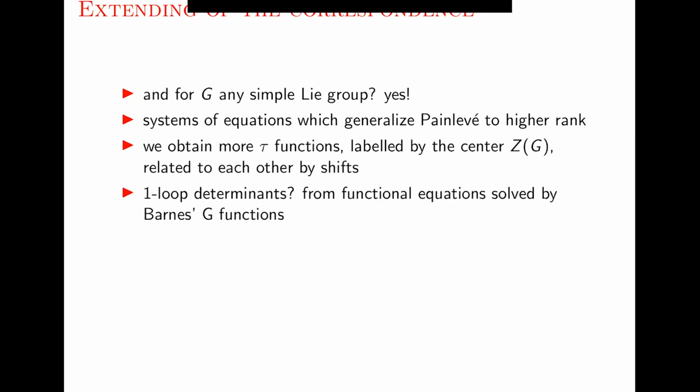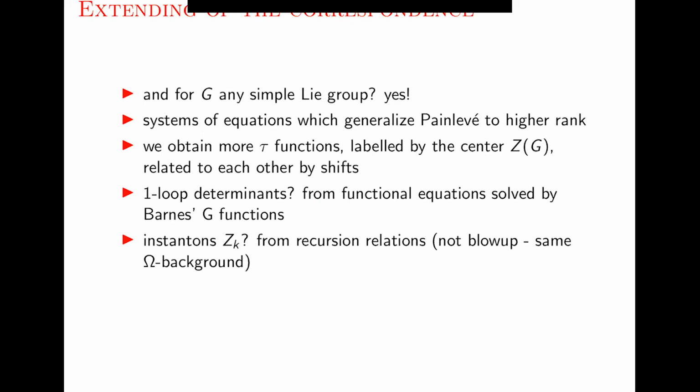And what can we get from this? Just schematically, we can get the one-loop terms from certain functional equations if we just look at the lowest order terms. These are solved by Barnes G functions. This generalizes the usual Coleman-Weinberg one-loop term. The instantons follow from recursion relations.